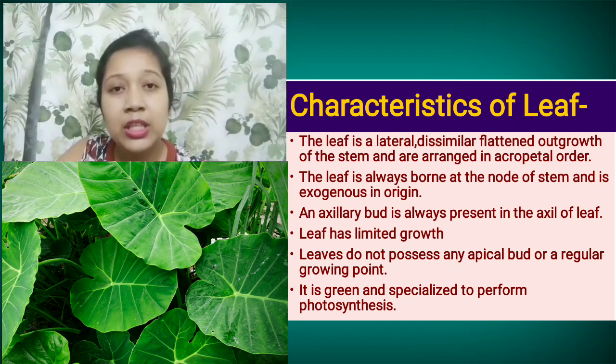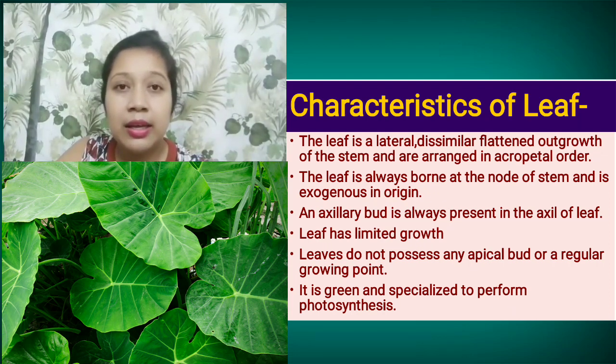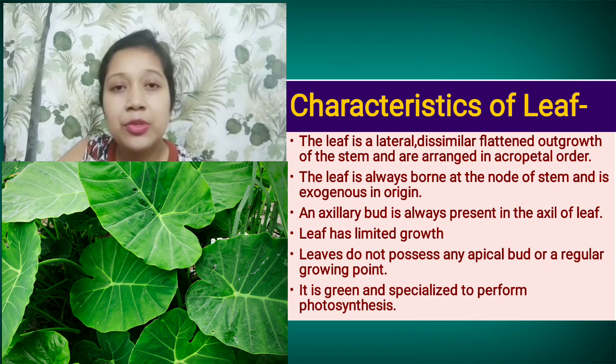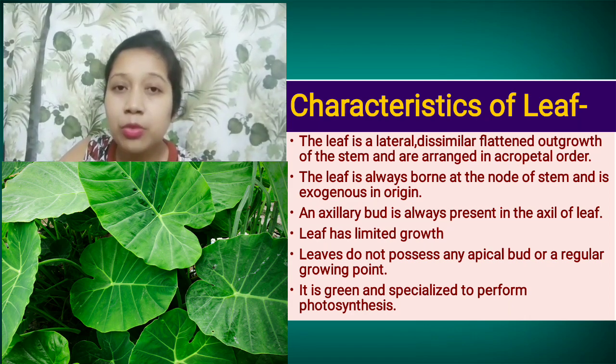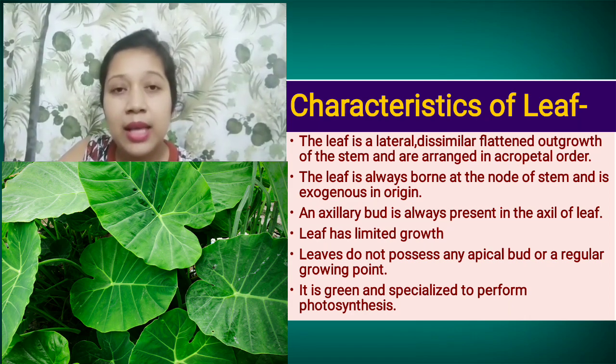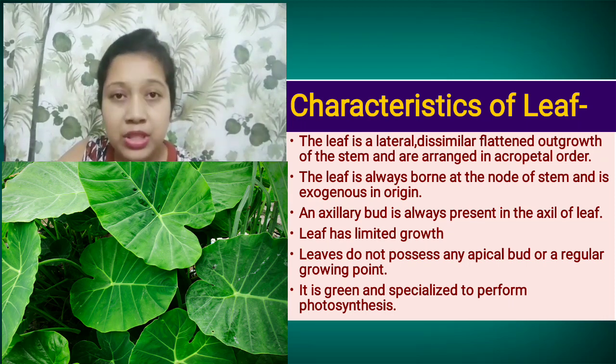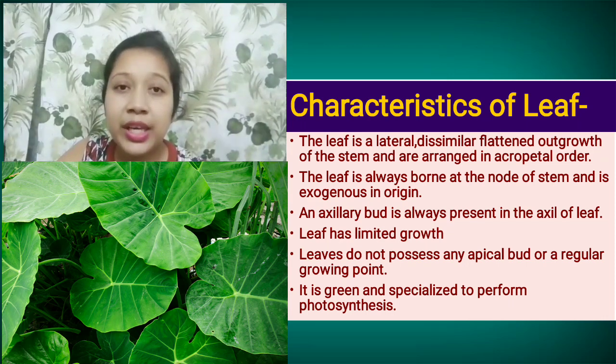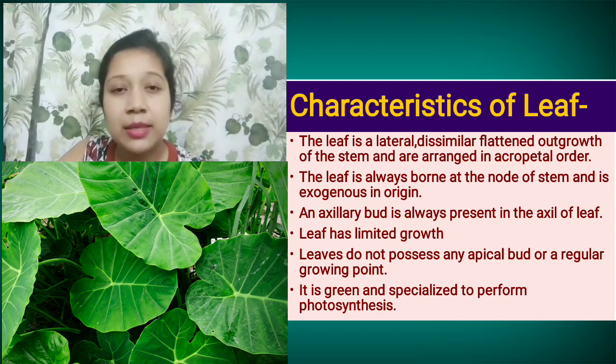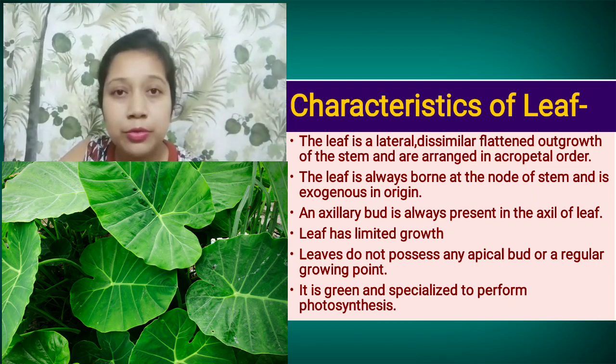And lastly, the color of the leaf is green. The green color comes because of the pigment chlorophyll, and as the leaves bear abundant chlorophyll pigments, they can photosynthesize. That means they can manufacture their own food.